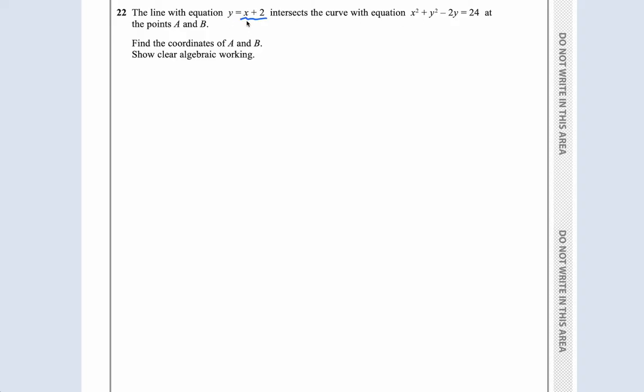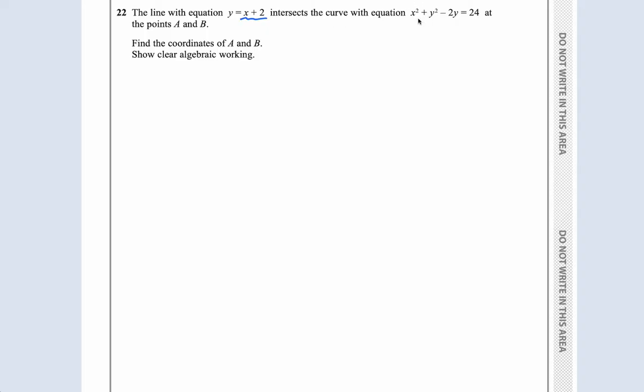And this equation is already written in a nice form. It's written as y equals x plus 2. So instead of y over here, I'm going to put x plus 2. Now you could write this as x equals y minus 2 if you want, and then sub that in for x, but let's just do this because it's nicely written. So I have x plus 2 instead of y.